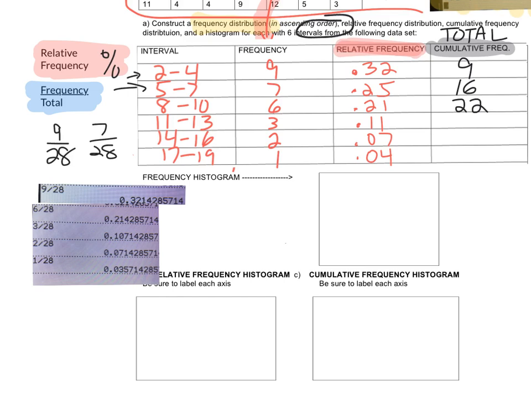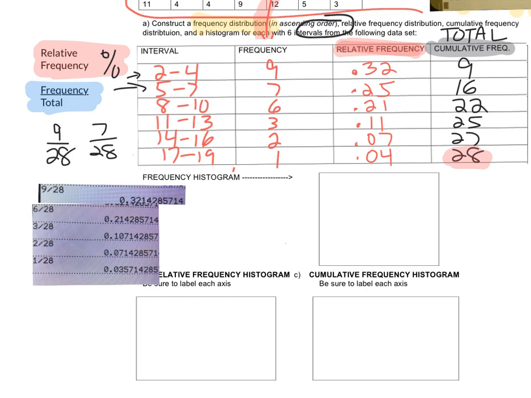Well, the next interval, frequency is 3, so 22 plus 3 is 25. The next interval's frequency is 2. 25 plus 2 is 27. And then 27 plus 1 gives you the 28. And the significance of that 28 is that that is the total number of data. So you always want to make sure that that checks.